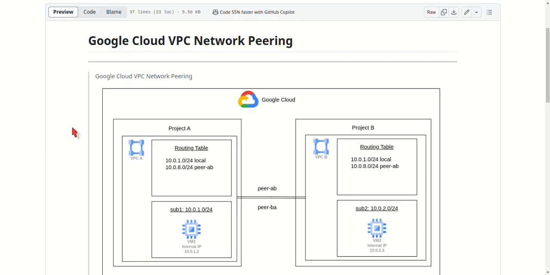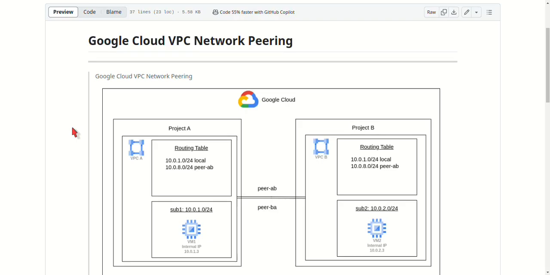Now let's discuss the key benefits of using VPC network peering. First, it offers enhanced network security. VPC network peering ensures that resources communicate over internal IPs, significantly reducing the attack surface and minimizing exposure to external threats. This setup is designed to keep your network communications private and secure.